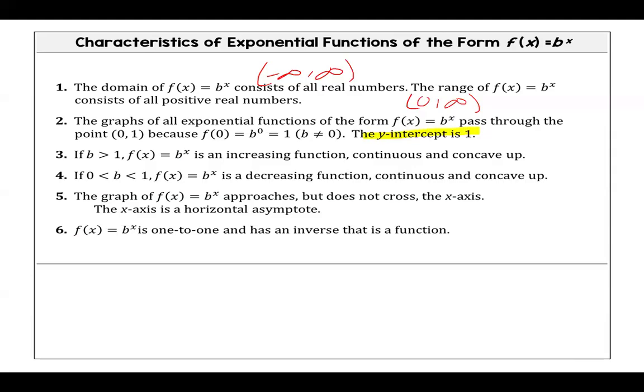When you're reading an exponential function, if your base is greater than 1, then you're going to have a growth. So when we have a growth, these are the rules that we follow for growth. It's an increasing function, continuous, and it is concave up. Now, if your b is between 0 and 1, because your b can't be negative, it is a decreasing function. It's continuous, and it still is concave up, and that is what we describe as a decay.